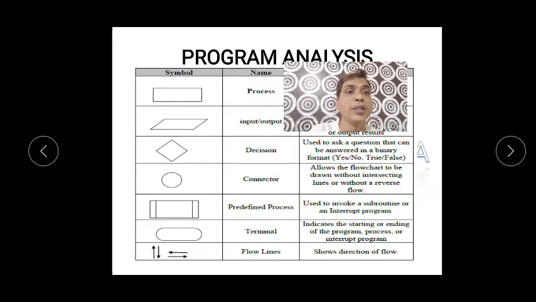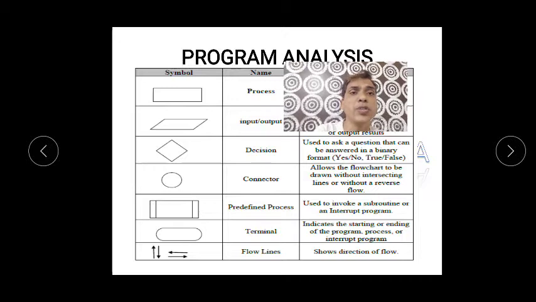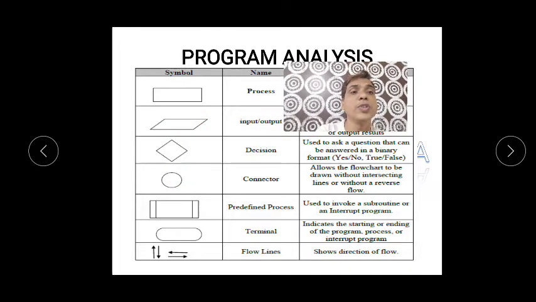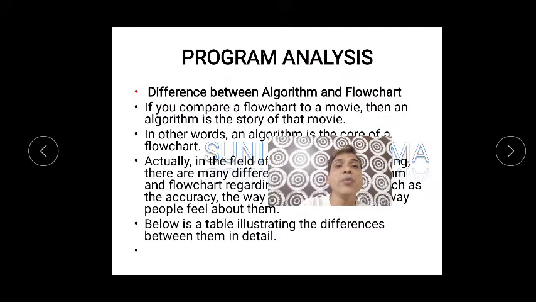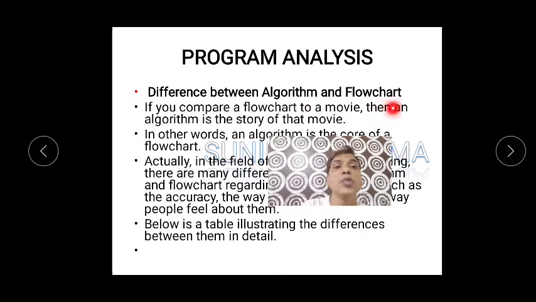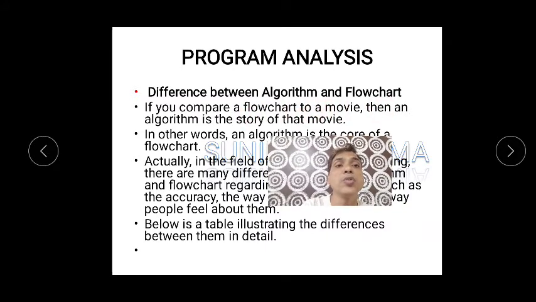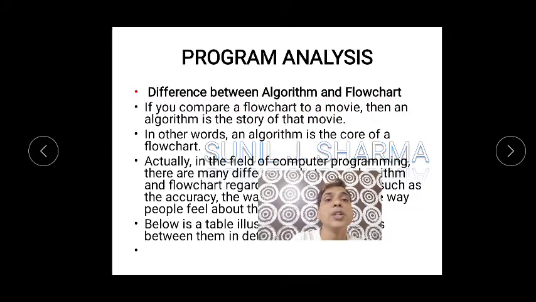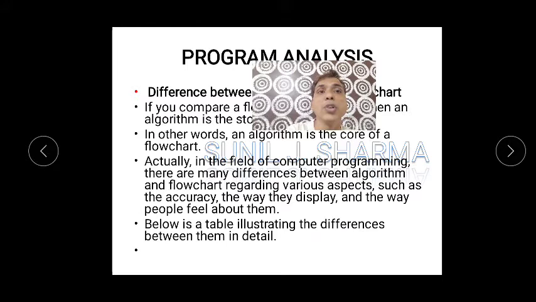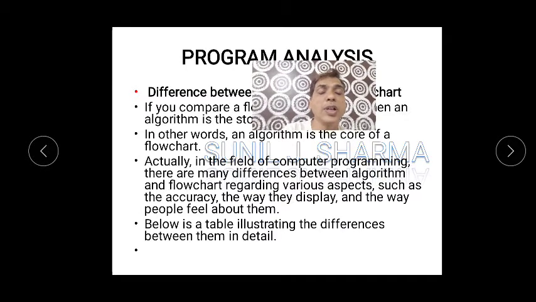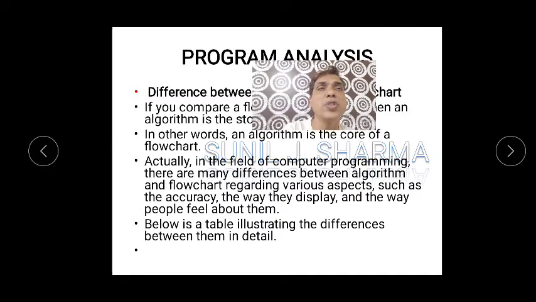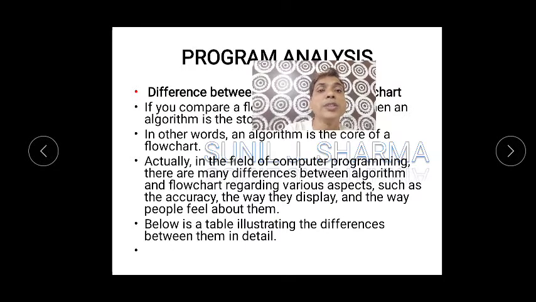Now let's go ahead. These are very important symbols, all of these. Now what is the difference between an algorithm and a flowchart? If we compare, a flowchart is a movie, then the algorithm is the story of that movie. In other words, the algorithm is the core of the flowchart actually. So remember that the algorithm is very important, and to demonstrate that we require a flowchart.